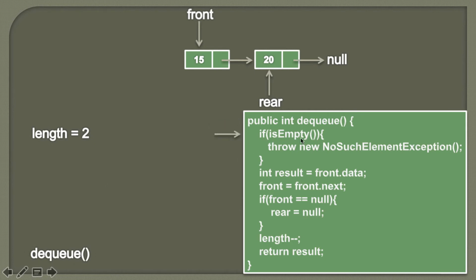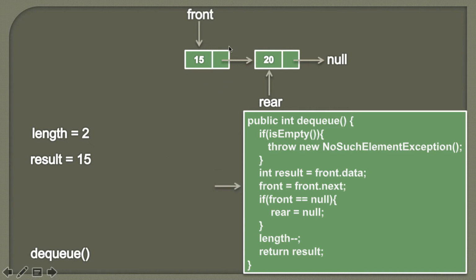So here, first we check whether the queue is empty or not. Currently the queue has 2 nodes, therefore it's not empty. Then we'll simply store front.data into the result. So it would look something like this, that we are storing the data into the list node which is being pointed by the front. So now result contains the value 15. Moving ahead.